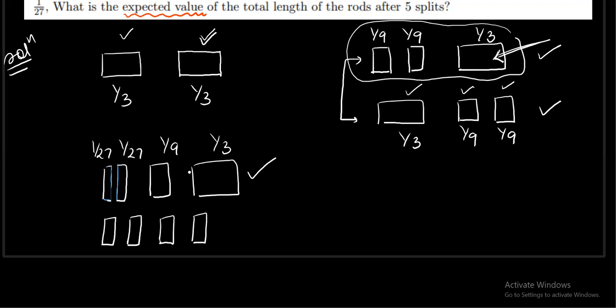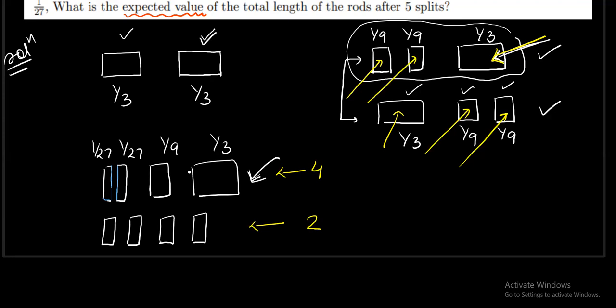That means how many cases of this type will we be getting? We will get this case with this situation. That means when he is splitting this rod, or this rod, or this rod, or this rod. That means four such cases over here. And in this situation, how many cases are we going to get? Two such cases over here. That means when he is splitting either this rod or this rod, right? So like this, he keeps on splitting. And then you have to find out exactly what is the expected value of the total length of the rods after five such splits.